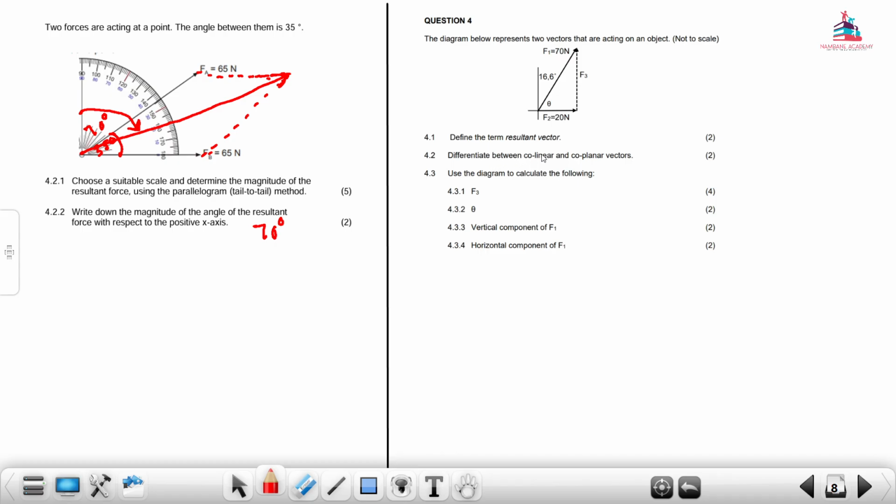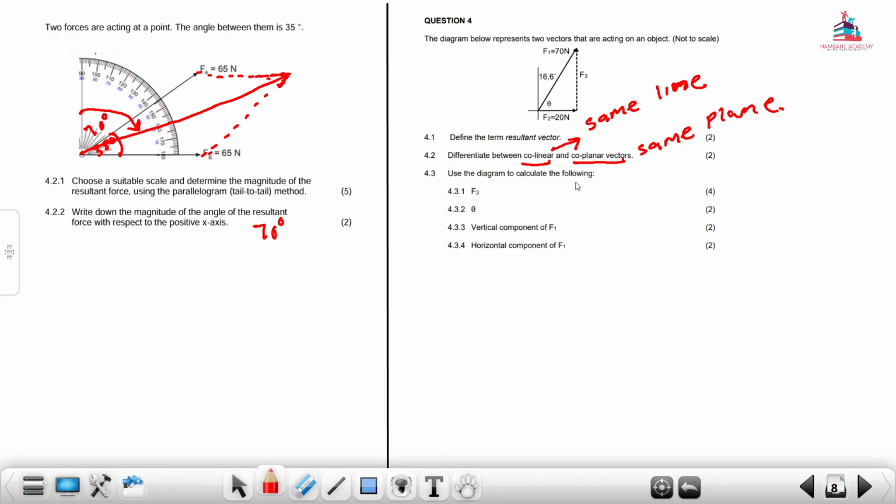What is the difference between collinear vectors and coplanar vectors? Remember, collinear vectors are on the same line. Then coplanar vectors are on the same plane.